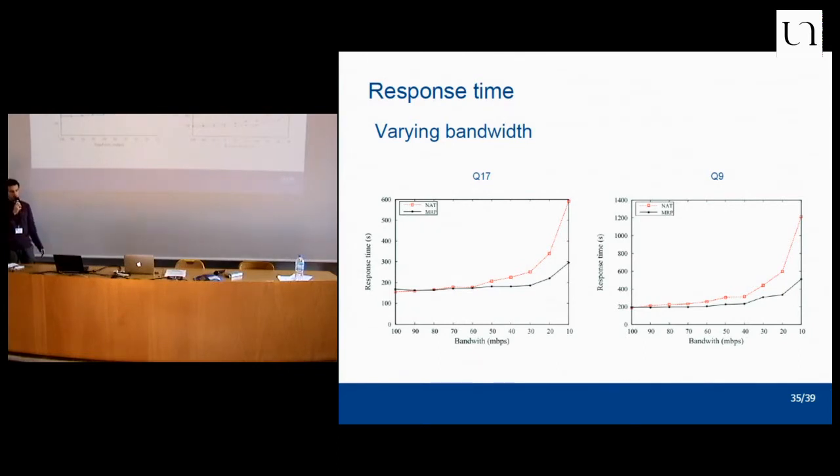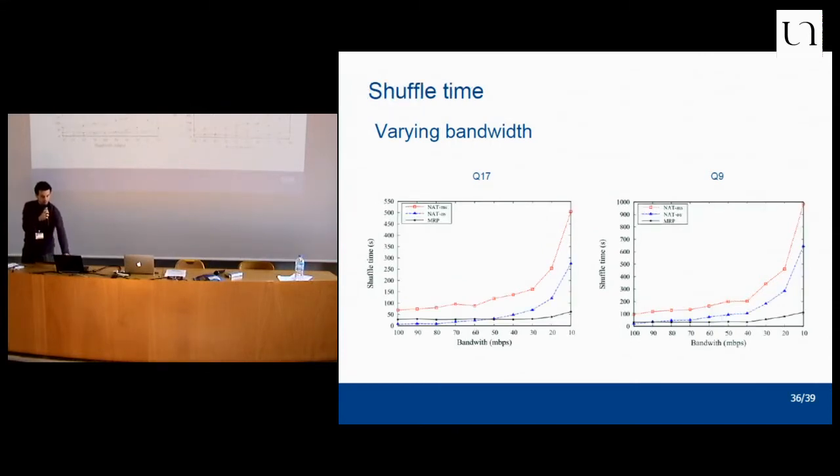And finally, we have measured the response time for different bandwidths and different queries. And our approach is not affected so much by the bandwidth. And this is the result of reduced shuffle time. In our approach, the shuffle time remains constant, while in normal MapReduce, the shuffle time increases.